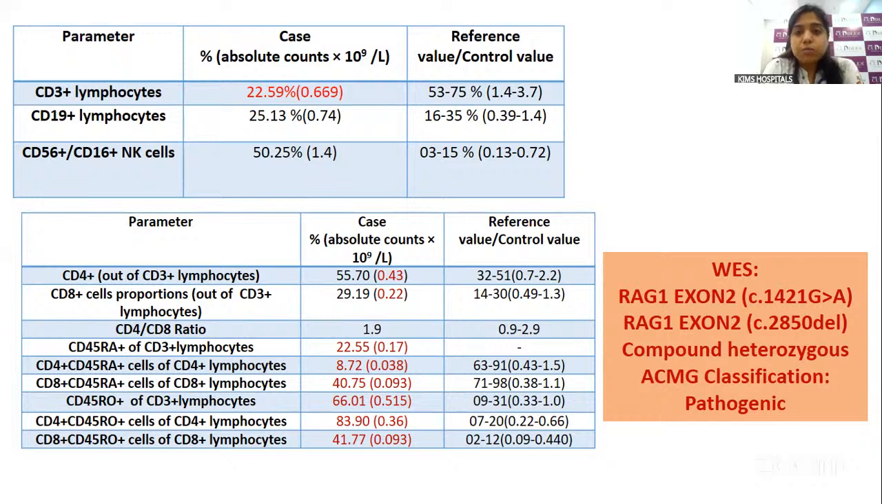So we have done a whole exome sequencing in this child, which showed a compound heterozygous RAG1 mutation, which is a SCID variant. Since it's a compound heterozygous and a hypomorphic variant, this child also had autoimmunity in the initial presentations itself.